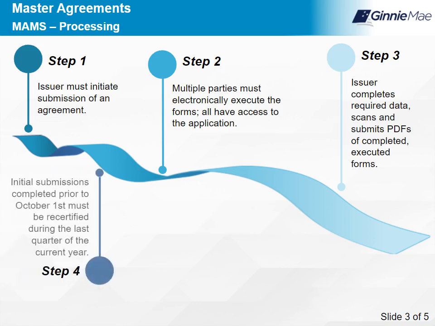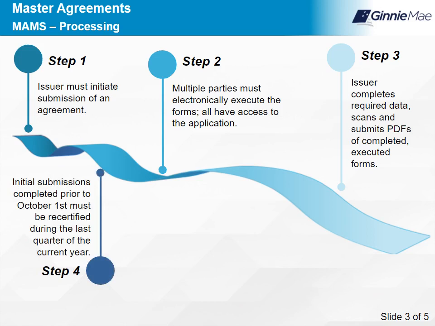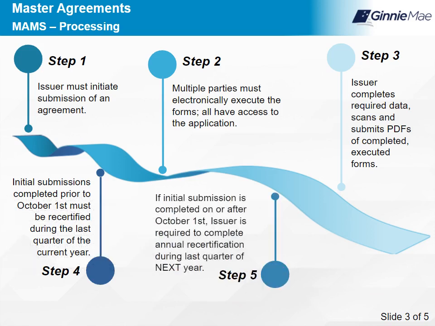Initial submissions completed prior to October 1st must be recertified during the last quarter of the current year. If an initial submission is completed on or after October 1st, the issuer is required to complete their annual recertification during the last quarter of the next year. If an issuer does not complete their recertification within the renewal period, they will not be eligible to issue Ginnie Mae pools and will have to repeat the initial submission process.